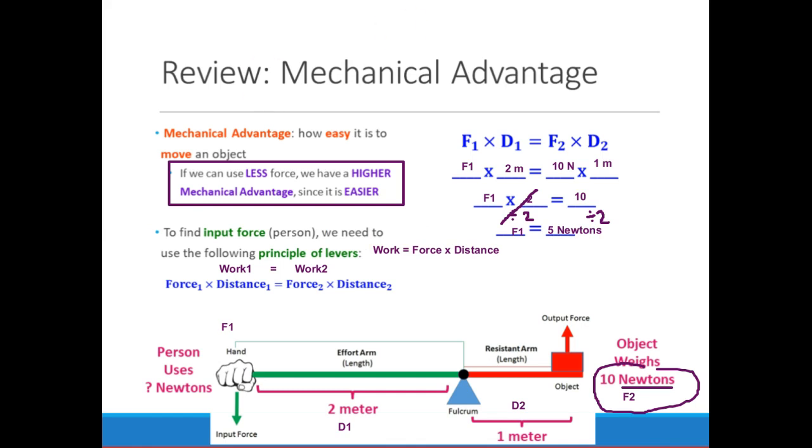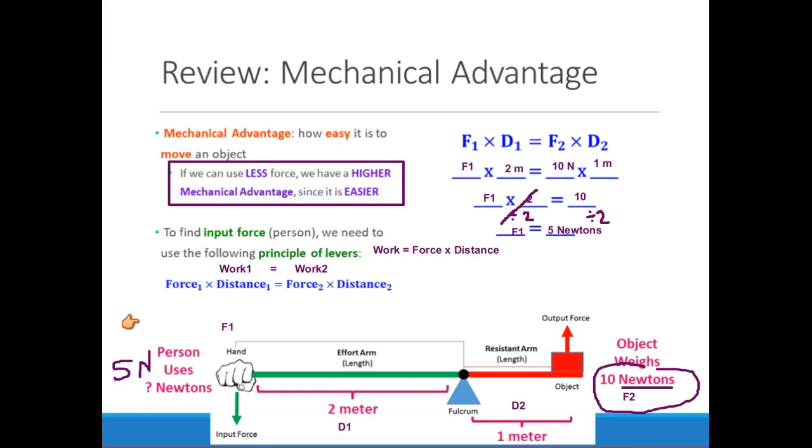Perfect. Okay, so that helps us understand that this person only needs to use 5 newtons in order to push down on this lever to lift the object on the other side. So that being said, guys, when they're far away from the fulcrum, do they need to use more or less force? 5 newtons compared to the 10 newtons on the other side. Are they using more or less force?